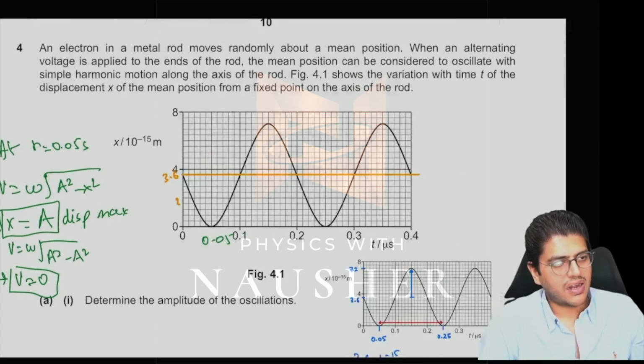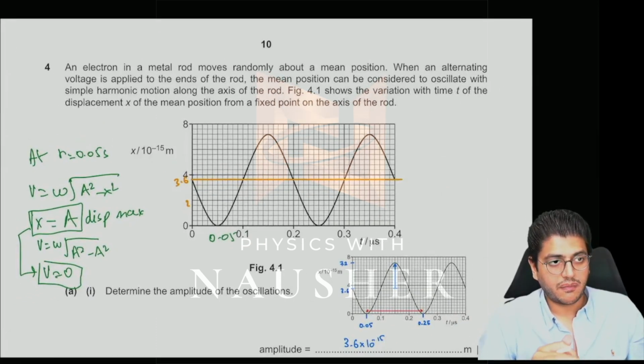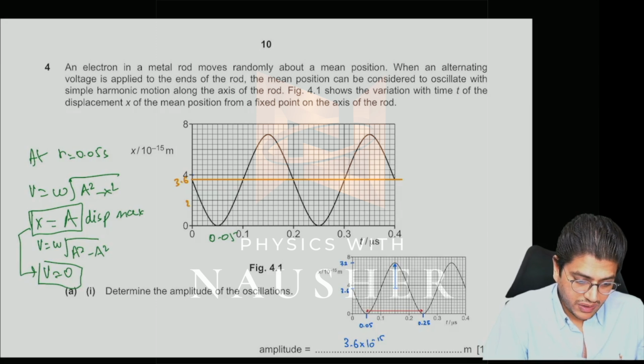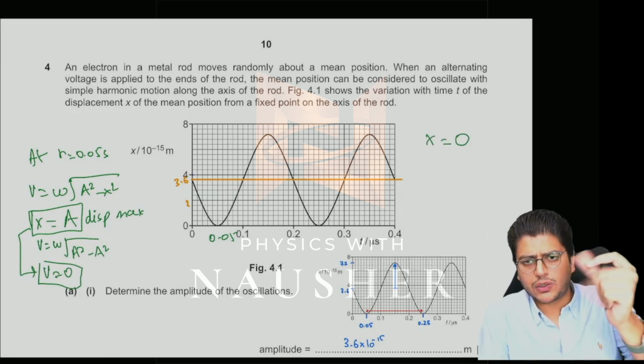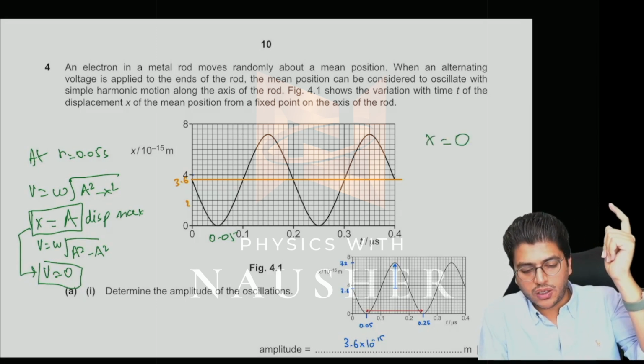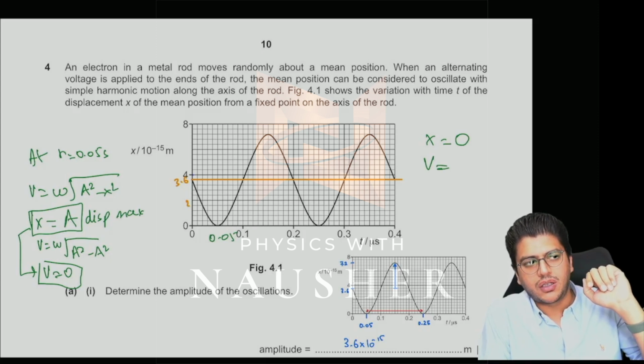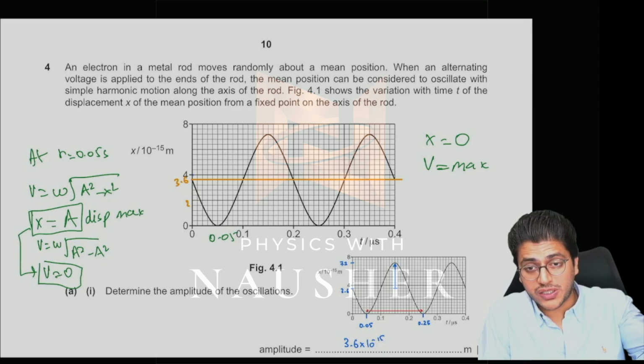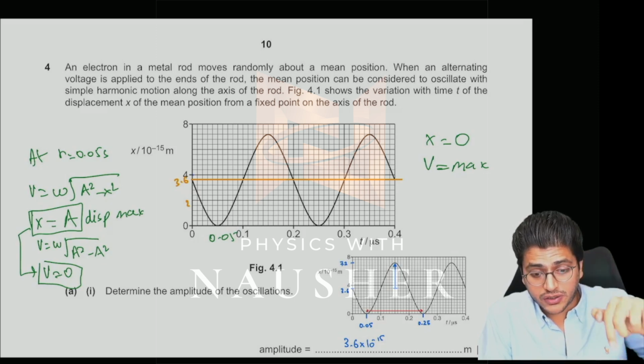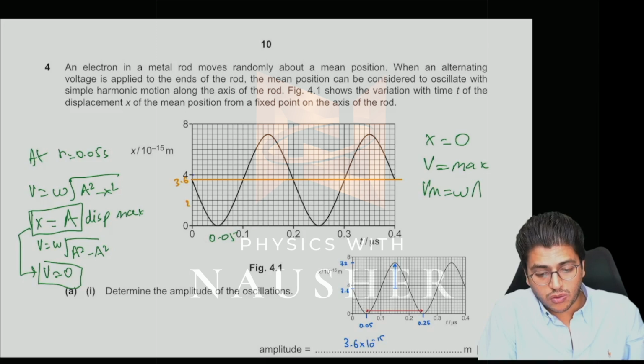0. And when your displacement is 0, quickly tell me, when your displacement is 0, will your speed be minimum or maximum? It will be maximum. And if I ask you, what is the formula for this? What will you say? Quick, in your head, write it down. V max is omega A.